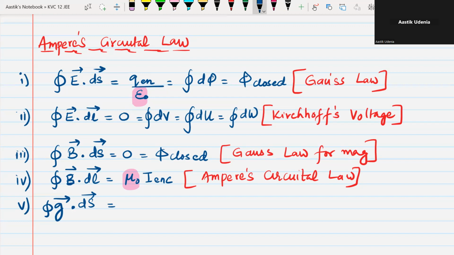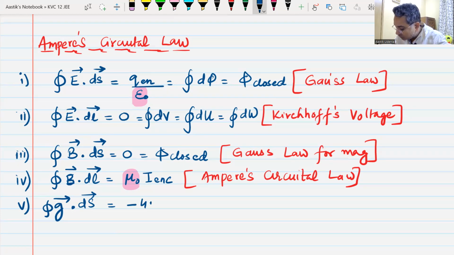Surface integral of gravitational field over a closed surface. I will not waste much time because I don't have it. It equals minus 4 pi into capital G into M enclosed. This capital G is your universal gravitational constant. Everything is similar. This is known as Gauss law for gravitation.